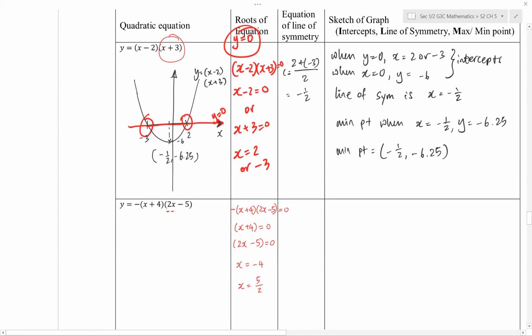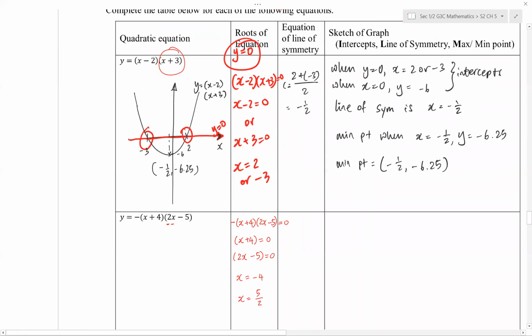Next, we need the line of symmetry. Equation of line of symmetry, to be precise. Okay, lines are described by equations. Equations have an equal sign, a left side equal right side.